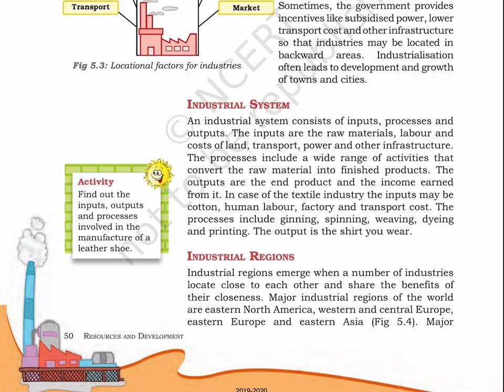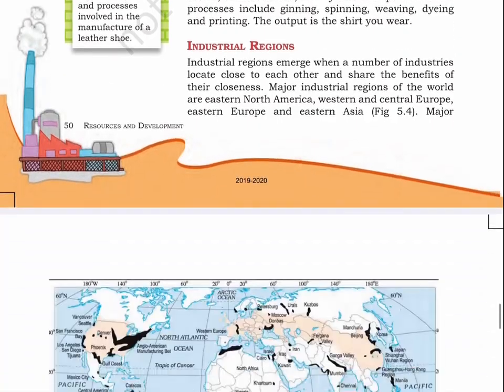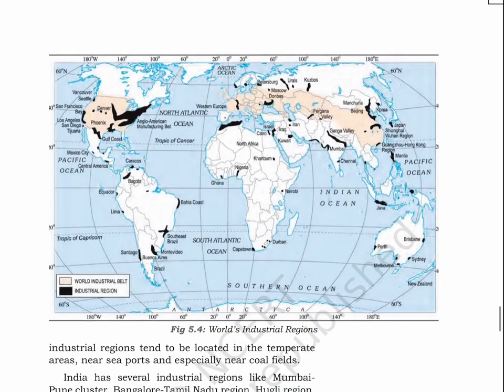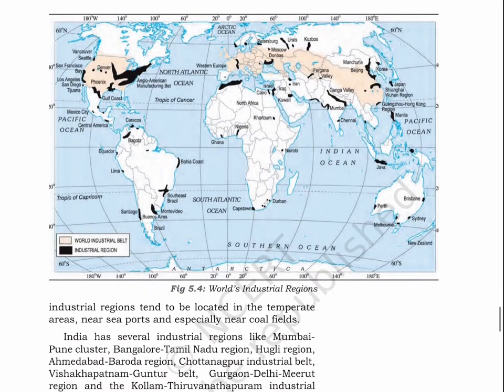Industrial regions. Industrial regions emerge when a number of industries locate close to each other and share the benefits of their closeness. Major industrial regions of the world are Eastern North America, Western and Central Europe, Eastern Europe, and Eastern Asia. Major industrial regions tend to be located in the temperate areas, near seaports, and especially near coal fields.